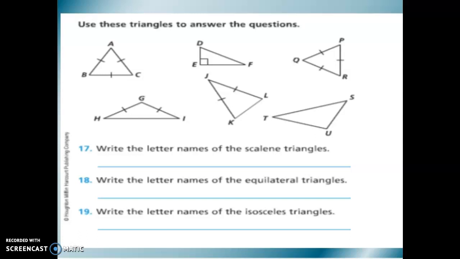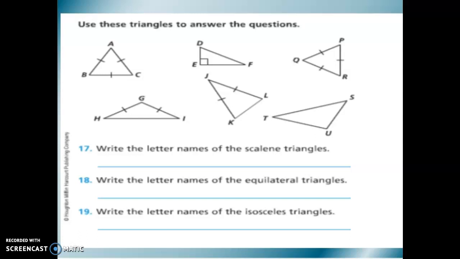Question number 18. Write the letter names of the equilateral triangles. Equilateral, equal. All three sides equal. What do you think? Looks like triangle ABC, because there are three tick marks, and triangle PQR. Three tick marks, three equal sides. Now, as you get older, those tick marks go away, and you just have to be able either to measure with a ruler or look at them and decide three equal sides, two equal sides, no equal sides.